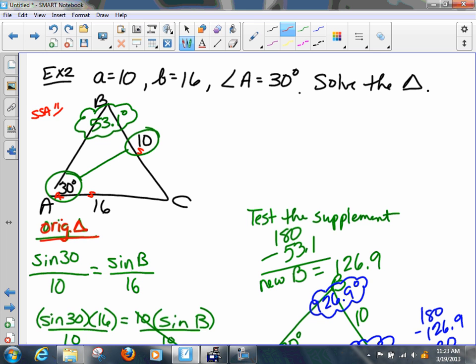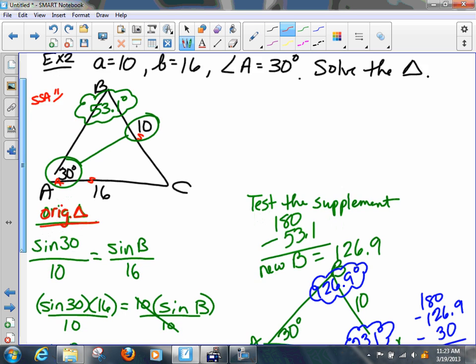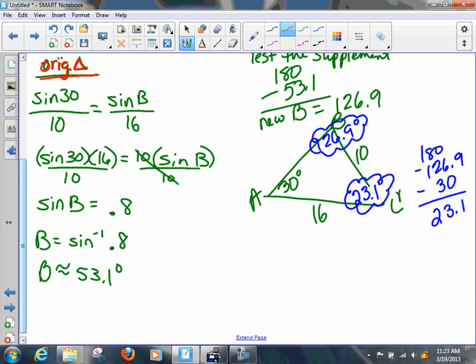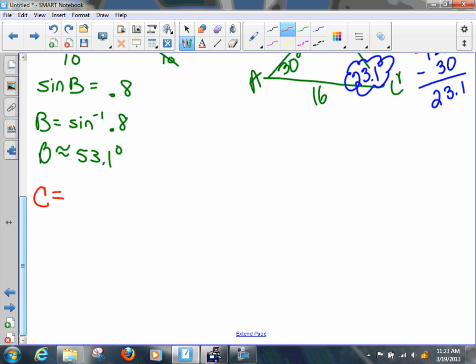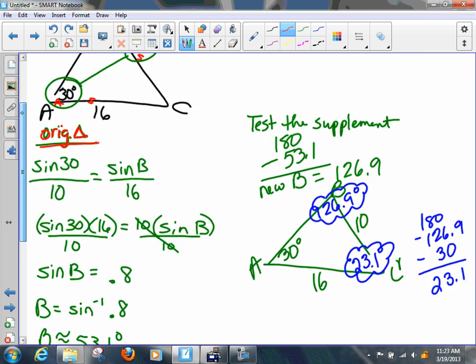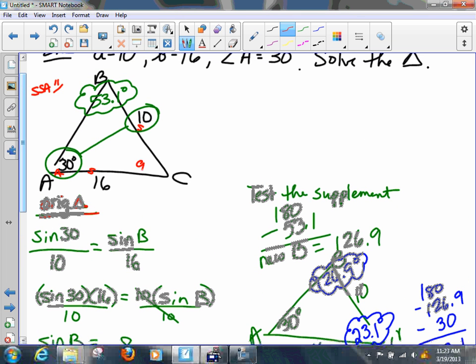So the next thing I would find is angle C, because I've got two of my angles given. In order to find angle C, I'm going to take 180, take away 53.1, take away 30. What do I get for the original triangle? 96.9. Y'all double check me now. So angle C is 96.9. I'm going to put it in my picture.